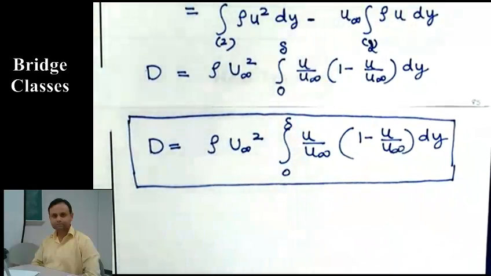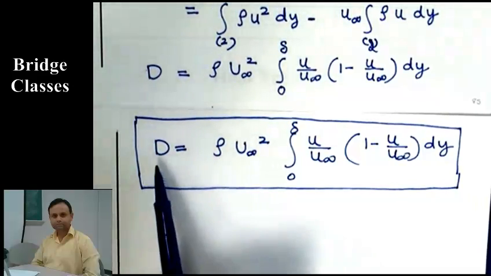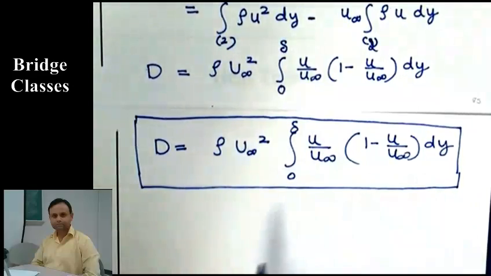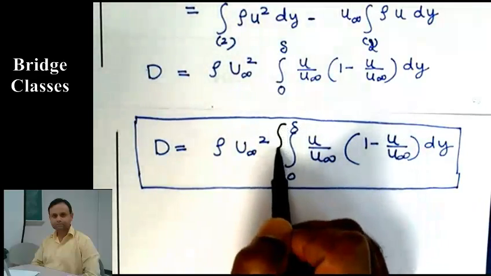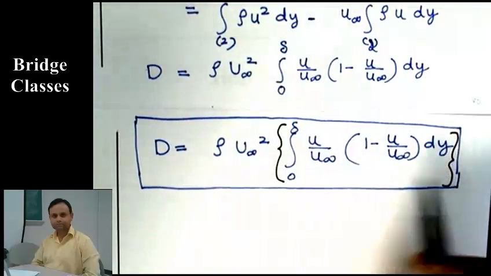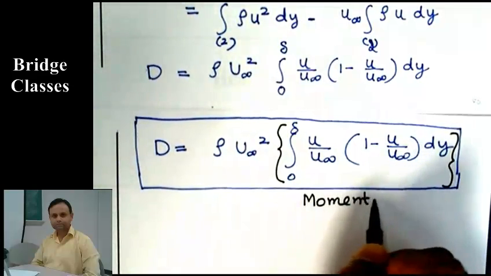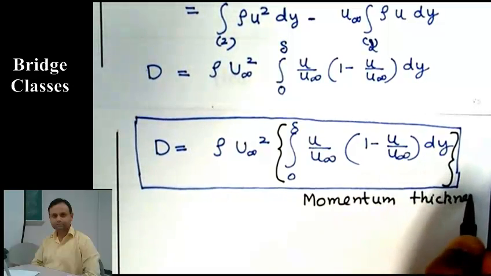This is integral analysis. When you do differential analysis, you get the details of the flow everywhere in the domain. When you do integral analysis, you get some overall thing you are looking for. So if you are looking for drag, we are not looking for all the details of the flow. And this whole integral term is called the momentum thickness of the boundary layer.